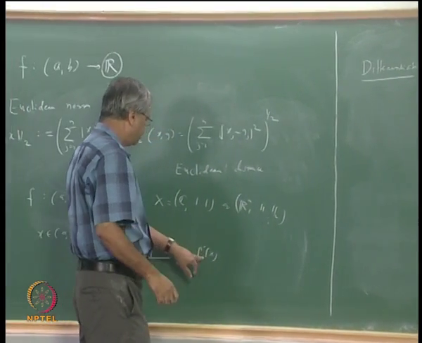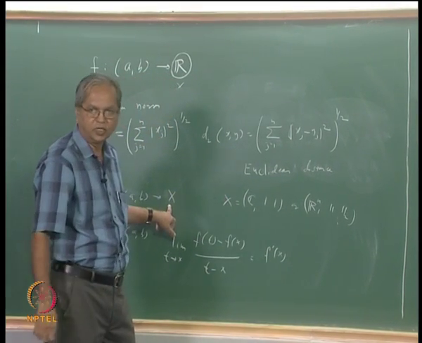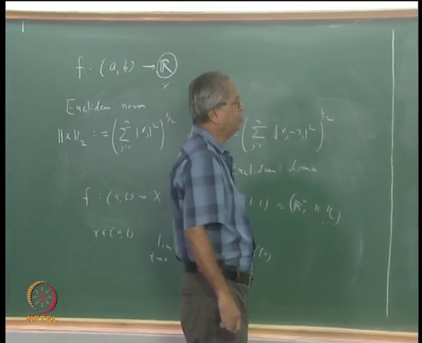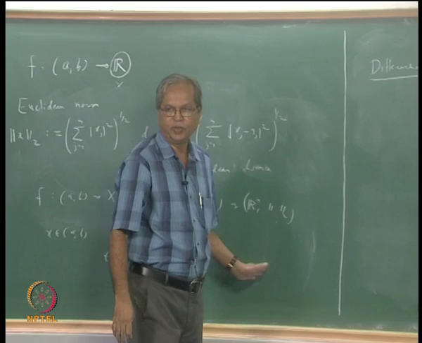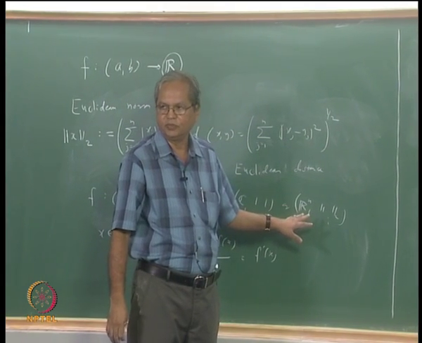Remember this f prime x also will be an element in this space X, so either in C or R^n, etc. Now the question is, fine, you can define what is meant by differentiation of these vector valued functions, but can you do something further about that?